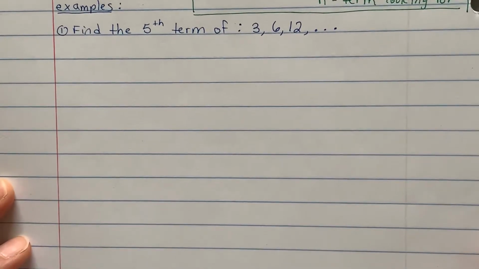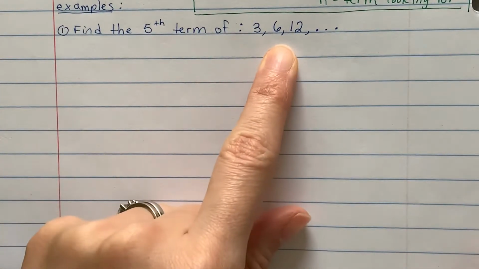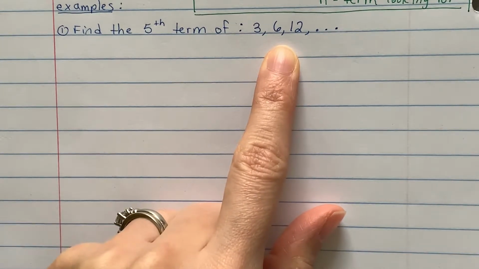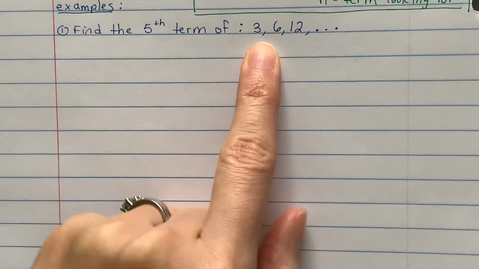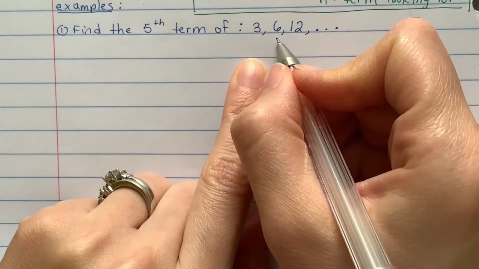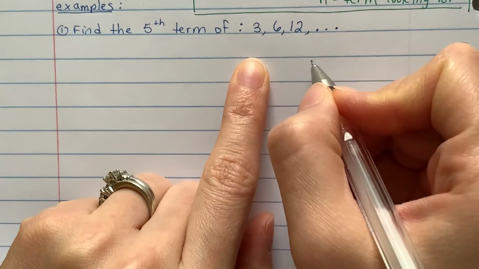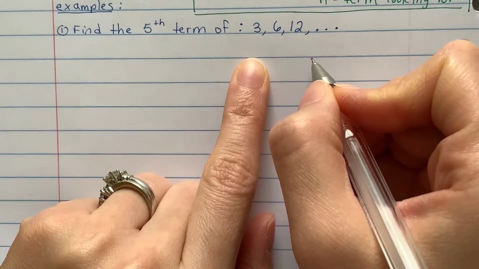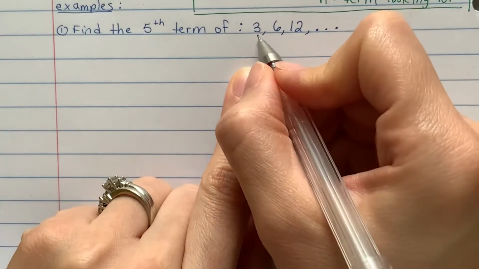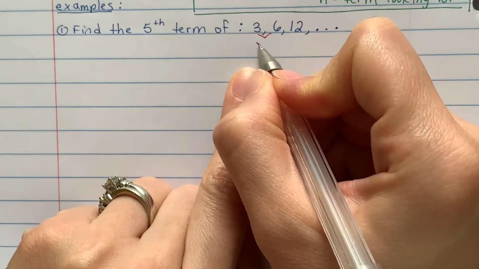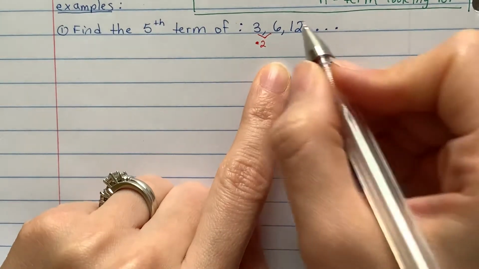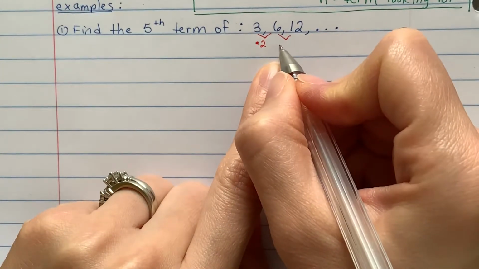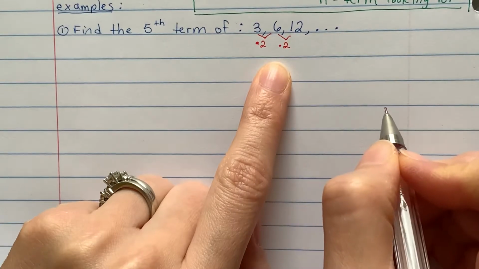My first example says find the fifth term of the sequence. So this is supposed to be a geometric sequence. So I'm going to think about what am I multiplying by this time to get from 3 to 6 and from 6 to 12. Let's see, from 3 to 6, it looks like I'm multiplying by 2. From 6 to 12, I'm also multiplying by 2.